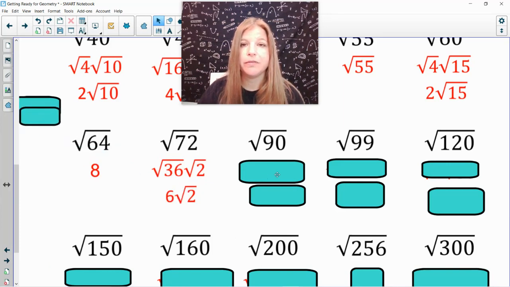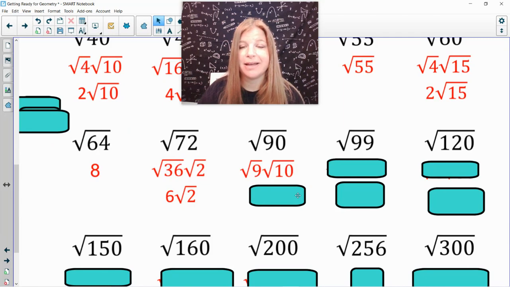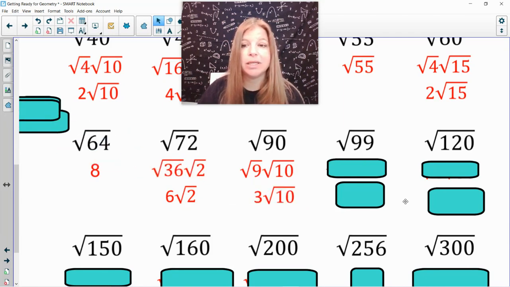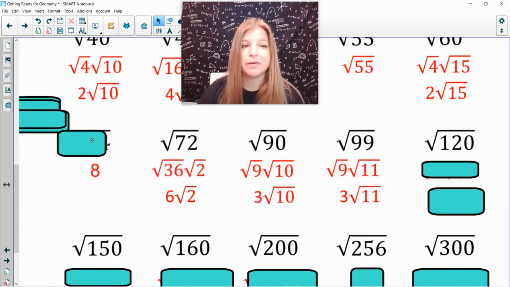Radical 90. What perfect square goes into 90? It's 9. So it's radical 9, radical 10, which is then 3 radical 10. 99. 9 totally goes into 99. So radical 9, radical 11, which then becomes 3 radical 11.